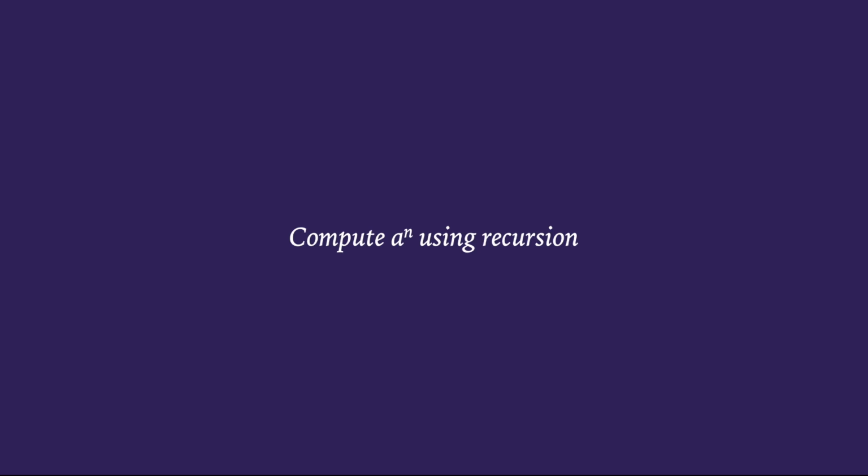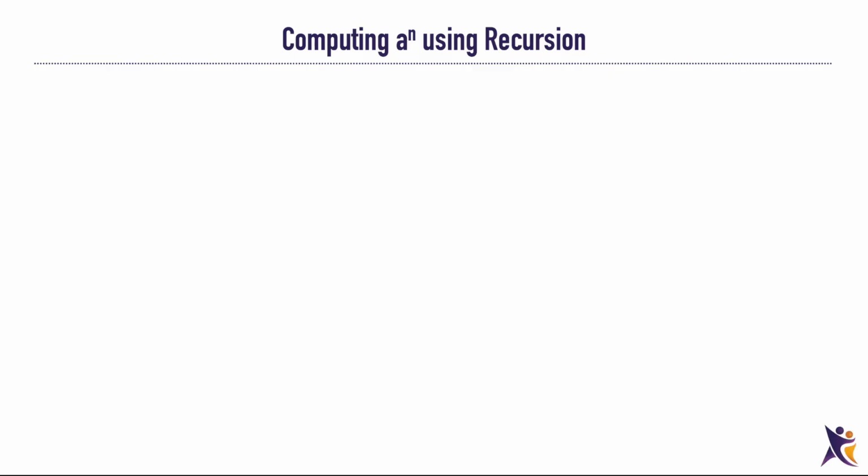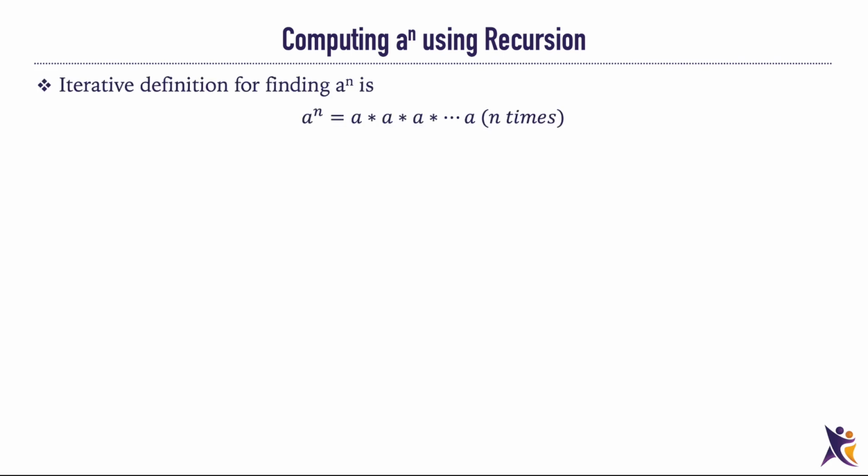Before computing a power n using recursion, let's look at the iterative definition of a power n. The iterative definition for a power n is a into a into a into a and so on, n times. So to get a power n, you need to multiply a with itself n times, right? So this is our iterative definition.